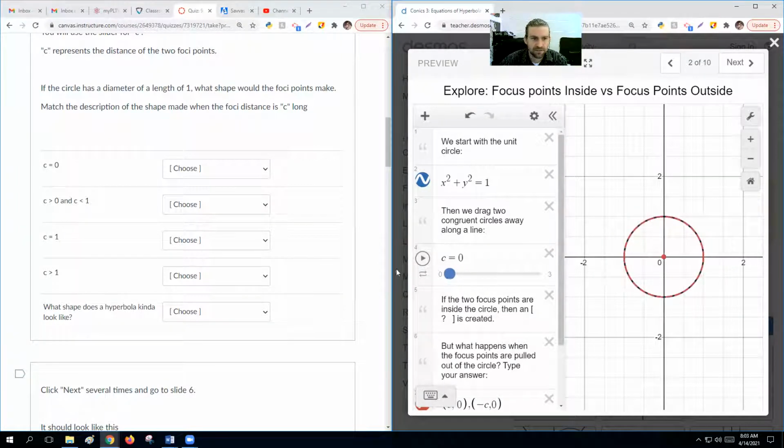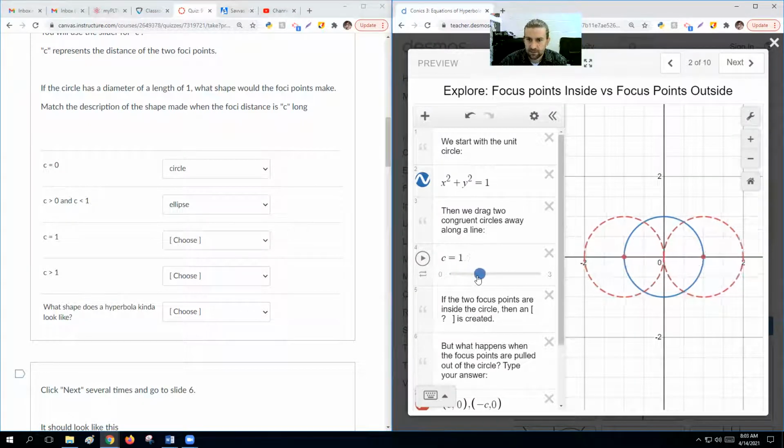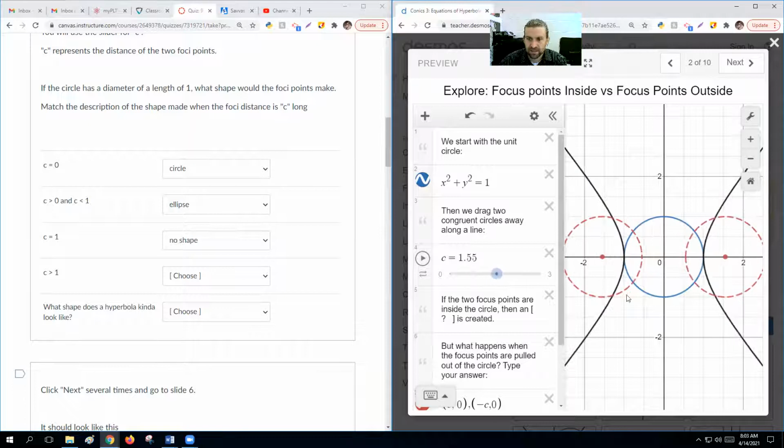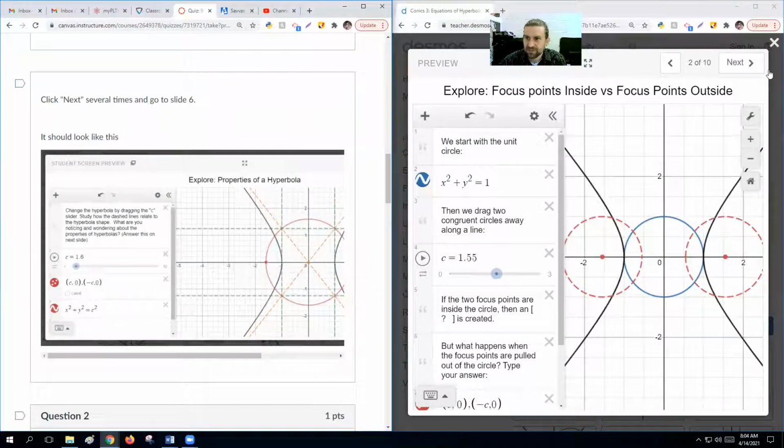All right, so if we make C equal to 0, what shape is that? That's a circle. What about if we make C bigger than 0 and less than 1? What shape is that? We're looking just at the black part here. That would be an ellipse. What about C equal to 1? There is no black shape there, right? There's no shape. Any C greater than 1? We end up making a hyperbola. So what shape does a hyperbola look like? It looks like a parabola. It's a hyperbola.